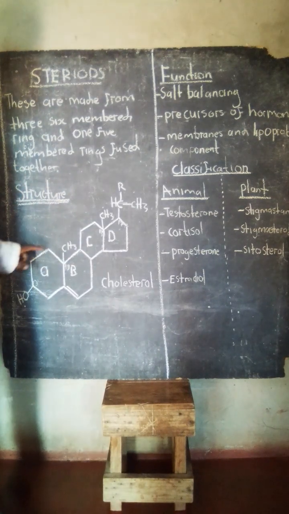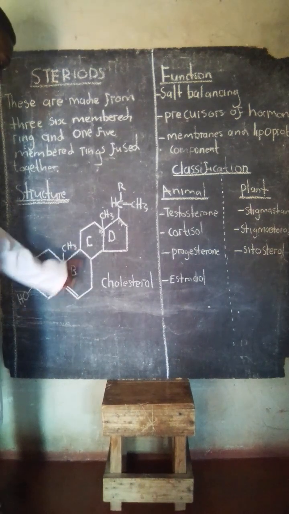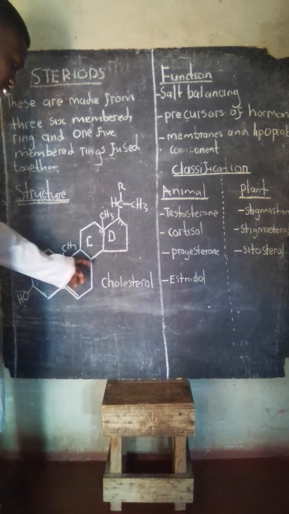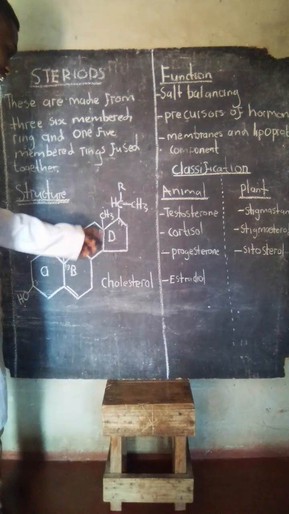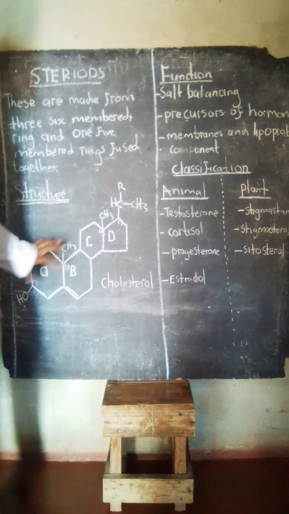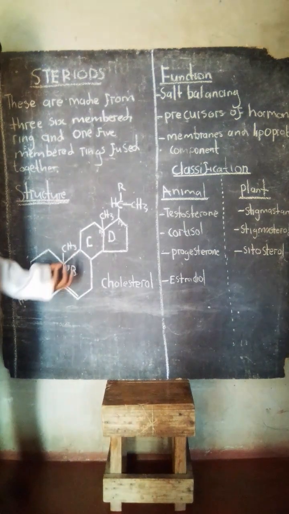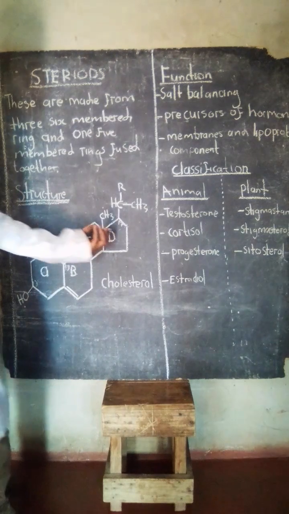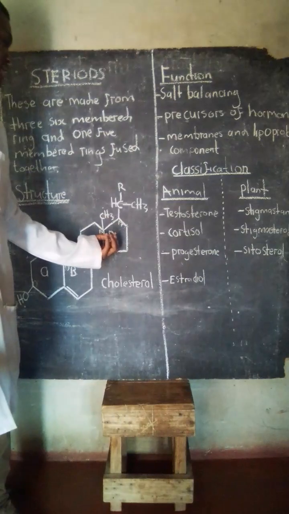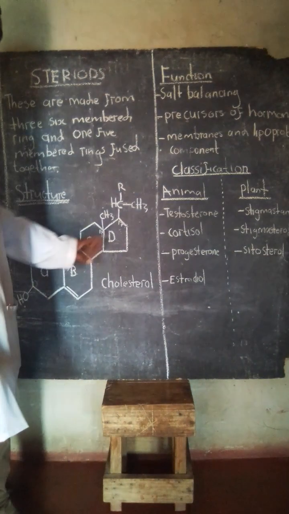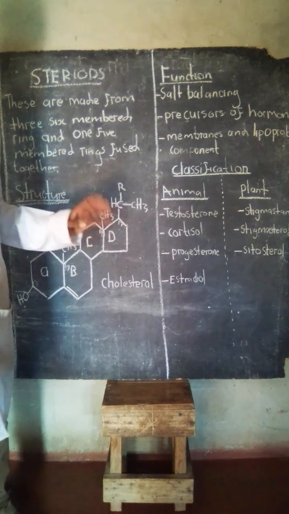So let's start from A. We have 1, 2, 3, 4, 5, 6. This is a cyclohexane. Even B, you have 1, 2, 3, 4, 5, 6. Then C, cyclohexane, you have 1, 2, 3, 4, 5, 6. So A, B, C are six-membered rings. How many are they? There are 3. So you have these cyclohexanes fused together. Then you have another one, which is cyclopentane. It's a ring but contains 5 carbons. When we count, it will be 1, 2, 3, 4, 5. So D contains 5 carbons.